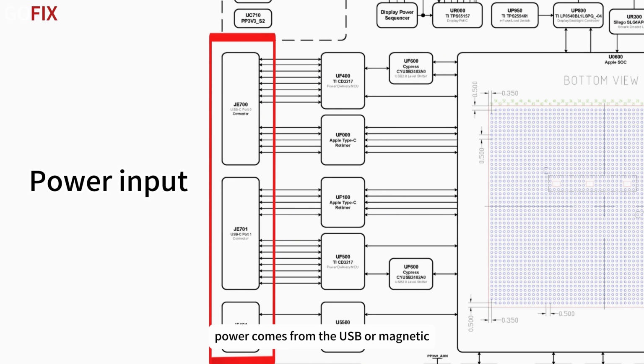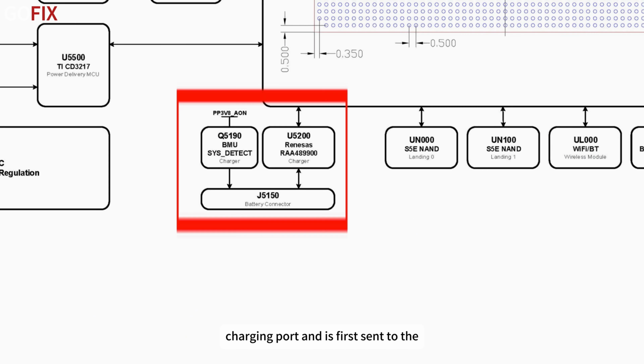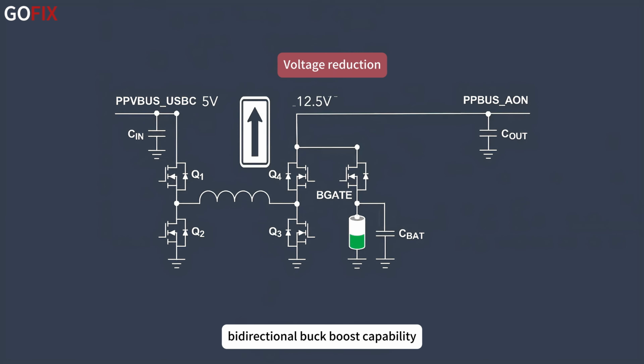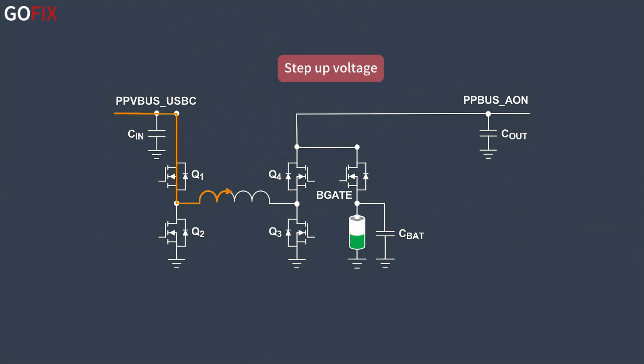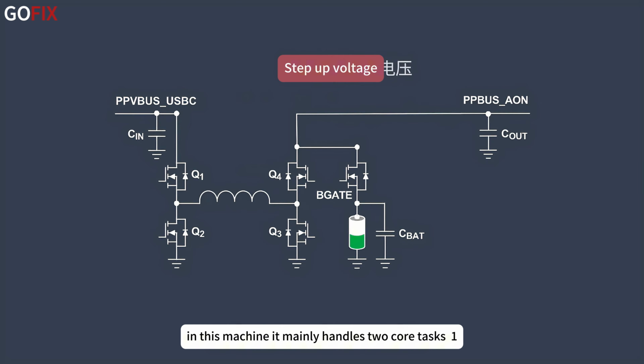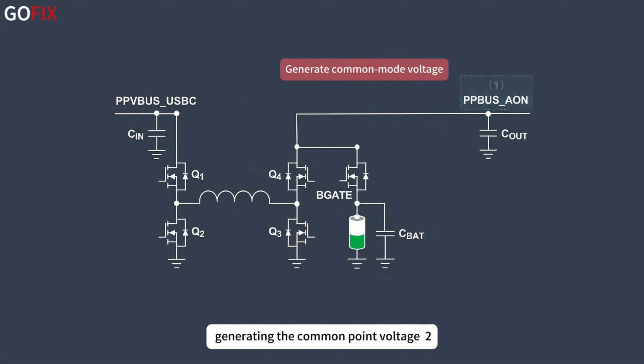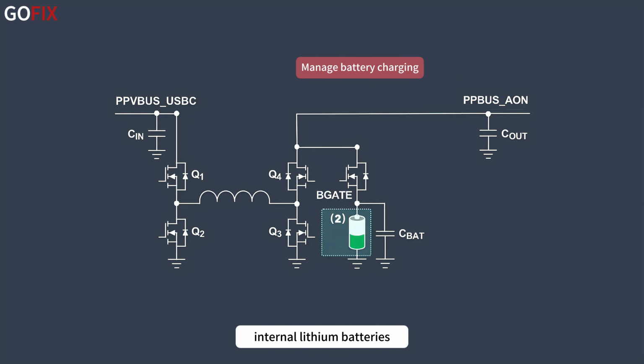Power comes from the USB or magnetic charging port and is first sent to the battery management chip, U5200. This chip is very powerful with bidirectional buck boost capability. In this machine, it mainly handles 2 core tasks. 1. Generating the common point voltage. 2. Managing the charging of the 3 internal lithium batteries.